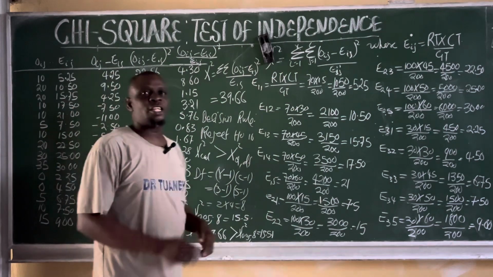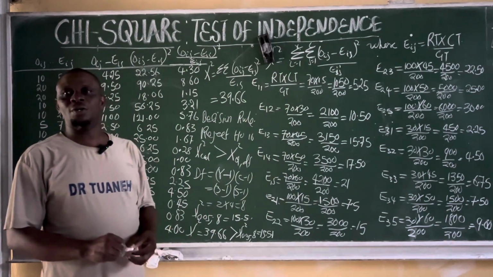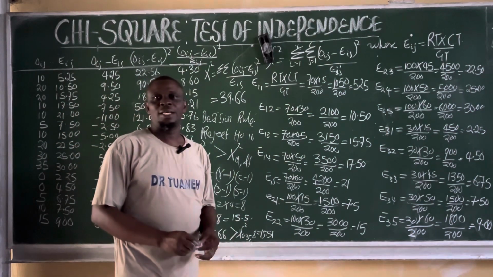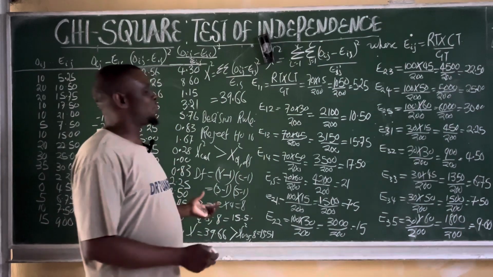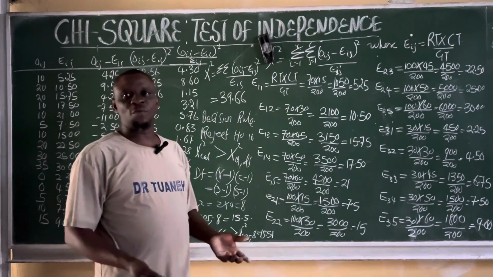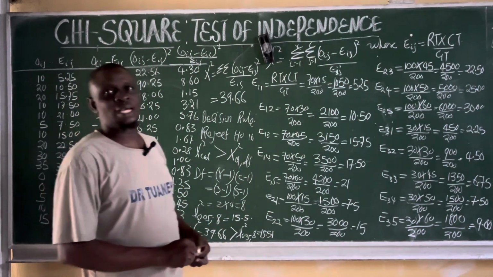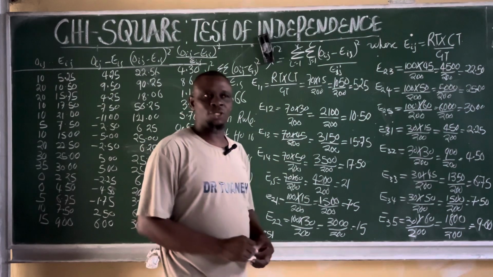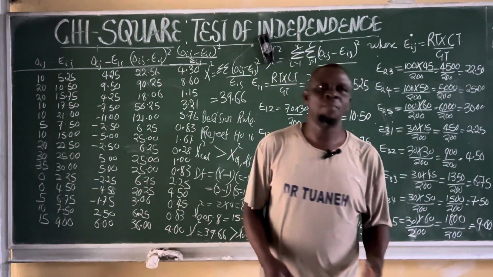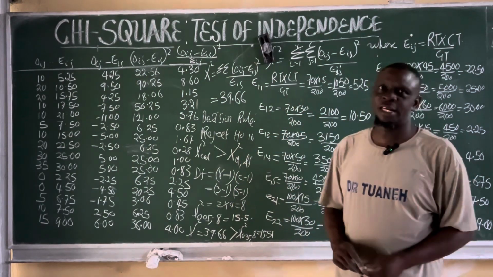And when we reject the null hypothesis, then it means that we are going to uphold the alternate. Remember again that the null hypothesis said that marital status is independent of level of education. And so we are upholding that marital status is not independent of level of education. In fact, marital status depends on level of education.